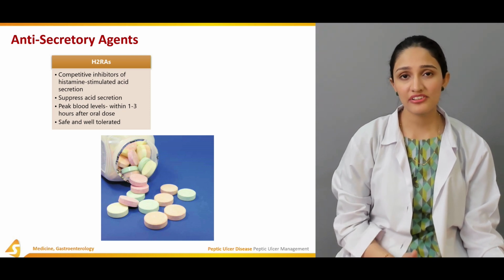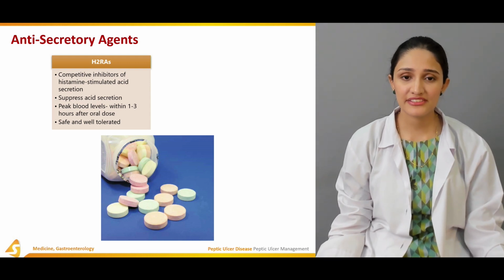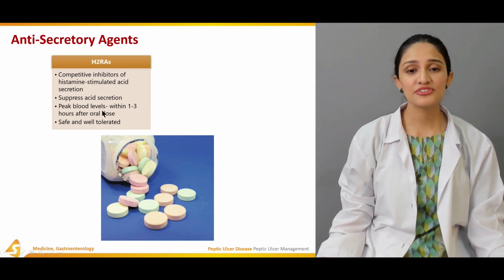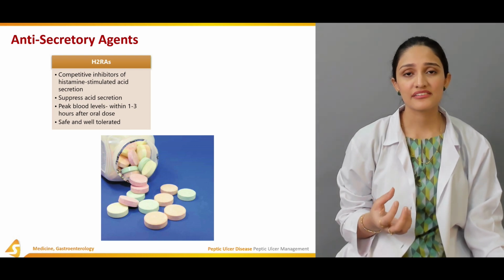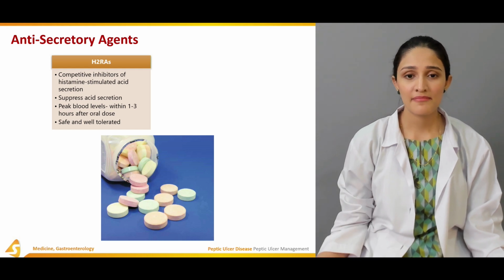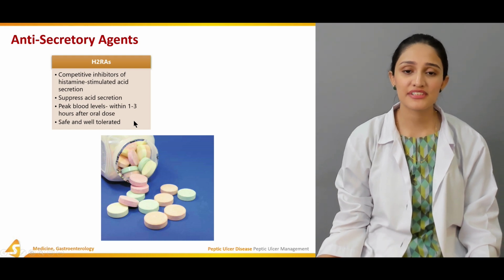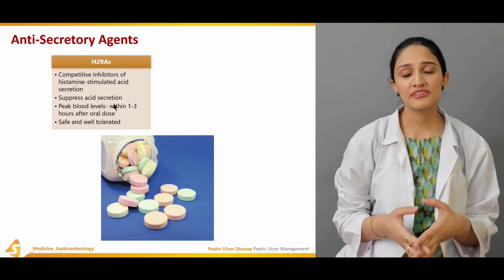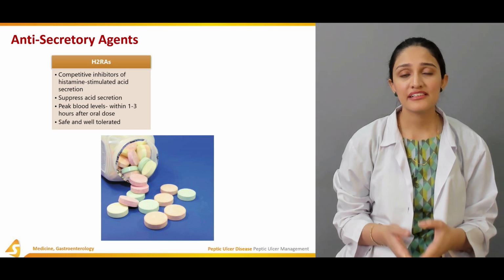They completely block these receptors, and thus gastric acid secretion is decreased. So they suppress the acid secretion, and usually the peak blood levels after an oral dose is around 1 to 3 hours after the oral dose. So it is very safe and well tolerated by most of the patients with peptic ulcer disease. The examples of histamine 2 receptor antagonists are cimetidine, ranitidine, and famotidine.